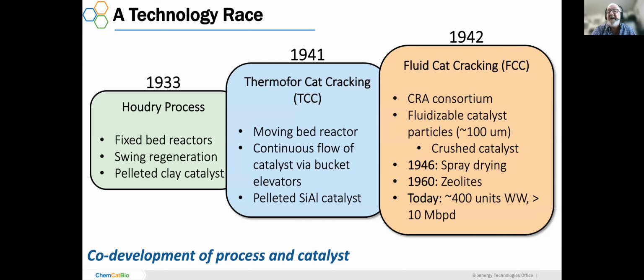They started with crushed catalysts, but in 1946 very quickly made their way into spray-dried catalysts, which really was a game changer for controlling the physical properties and making the ideal engineered catalyst. In 1960, zeolites were introduced. That was the second really big breakthrough. Today, just to give you an idea of the magnitude, you're talking about more than 400 units worldwide and over 10 million barrels a day of feeds processed. Next slide, please.